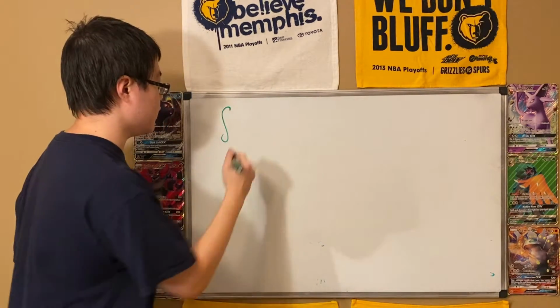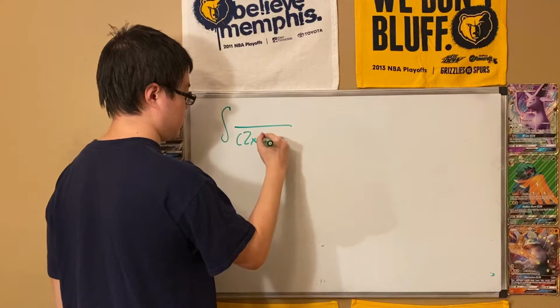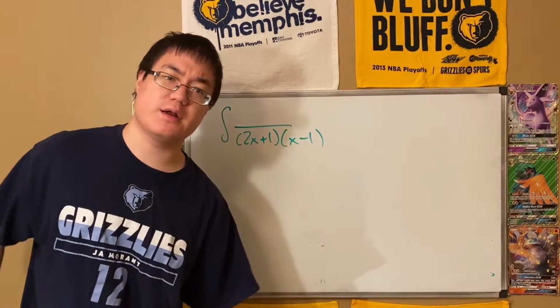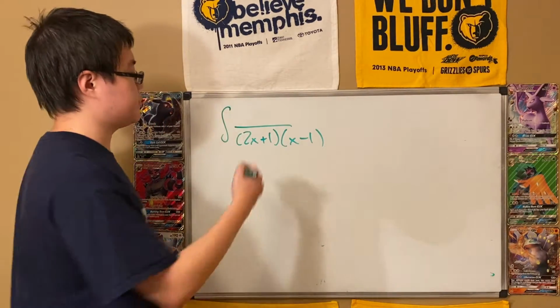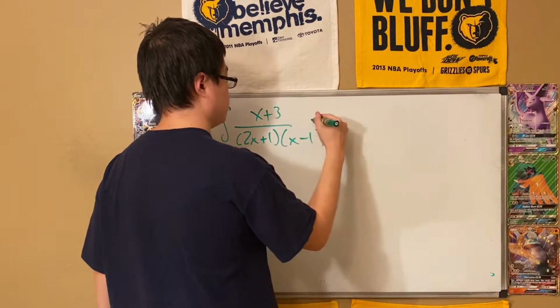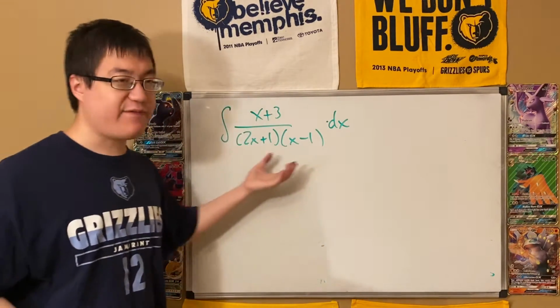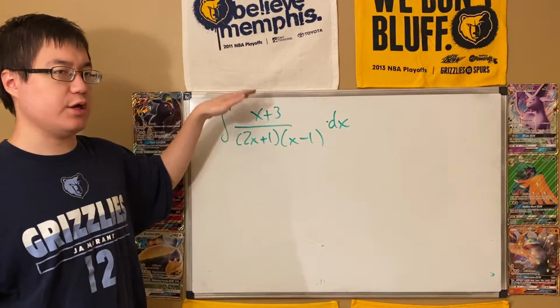Let's do the integral of (2x plus 1)(x minus 1). And then what do we want at the top? Let's try to do x plus 3 on the top. So this is what partial fraction decomposition integrals look like: something that is factored on the bottom, and then some linear thing on the top.